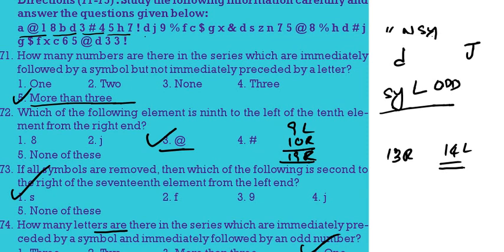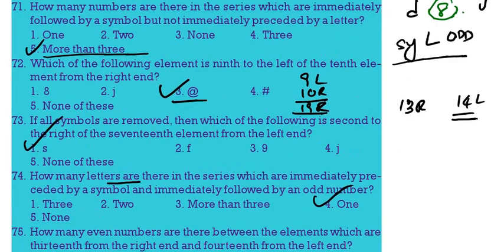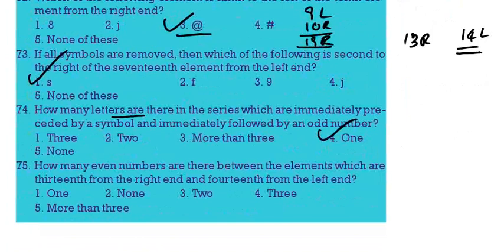So between D and J, how many even numbers are there? Now we got these two things. This is D and this is J. Only one even number, that is 8. So only one is the correct answer. Only one means option equal to 1. Next question.